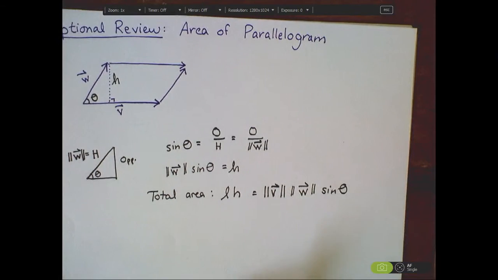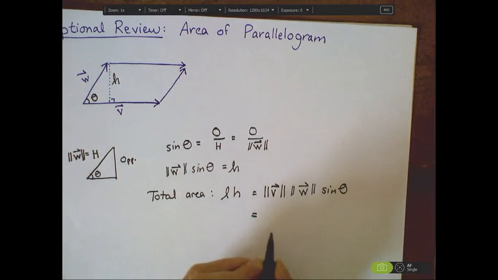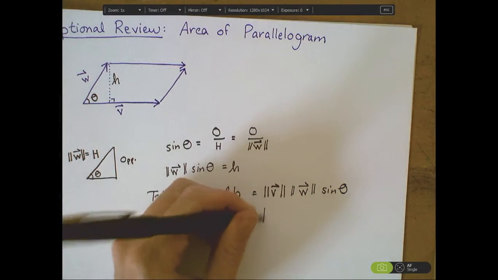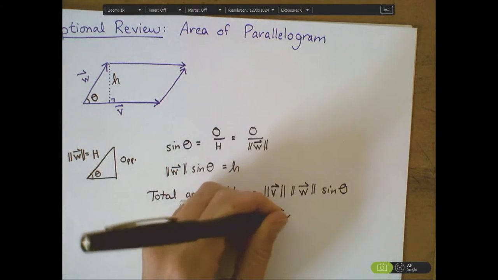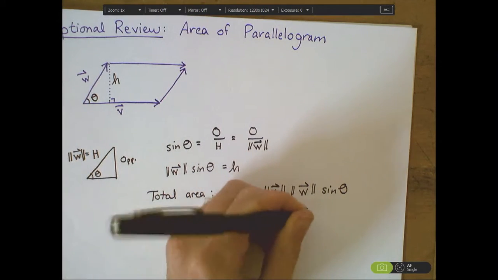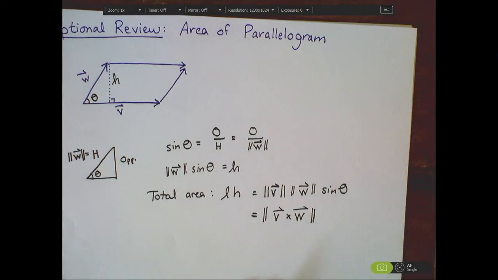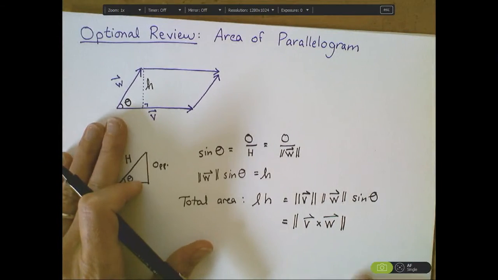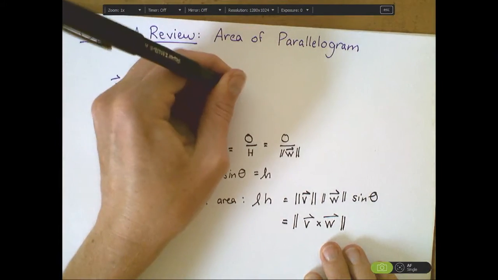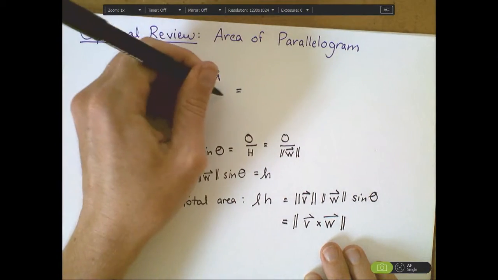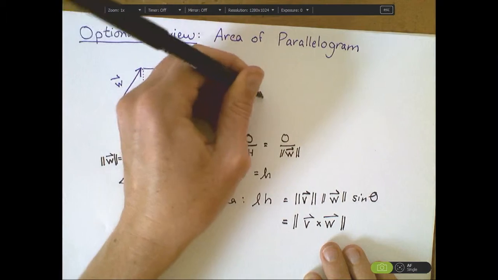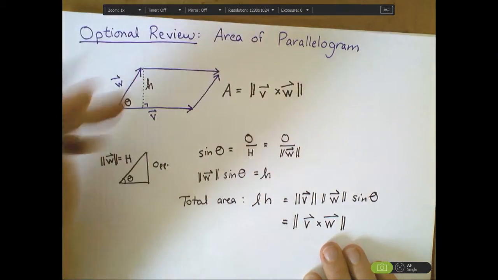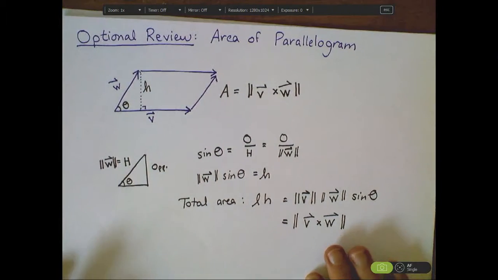But wait! As you recall from some of the properties that we discussed of the geometry of cross products, this is exactly equal to the magnitude of the cross product of b crossed with w. Thus, if we want to find the area of a parallelogram in 3 or multi-dimensional space, it's always going to be equal to, maybe I should say area is equal to the magnitude of the cross product of the vectors that compose the sides.